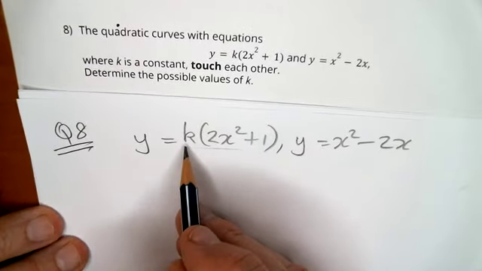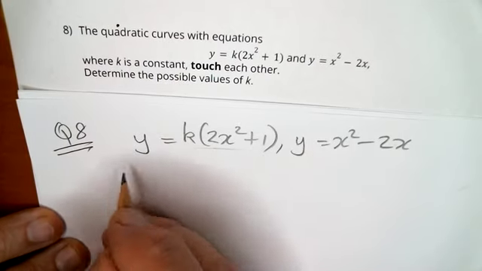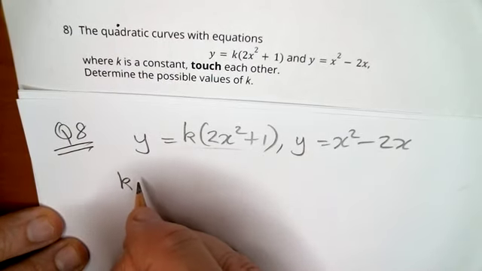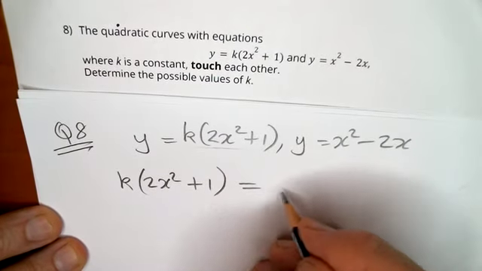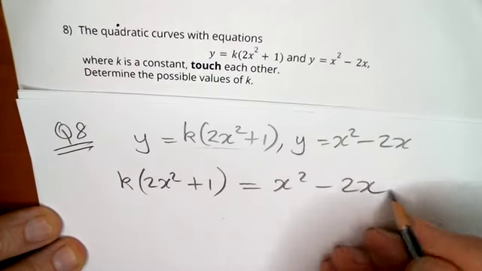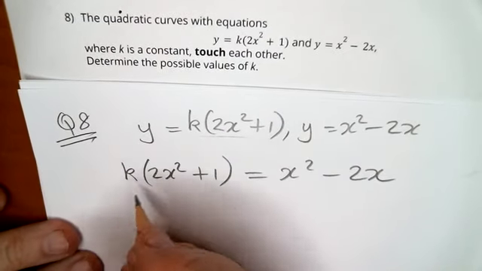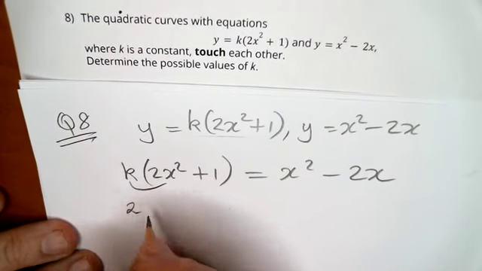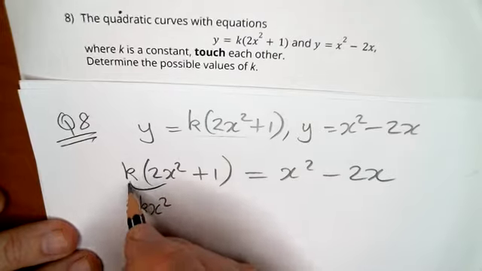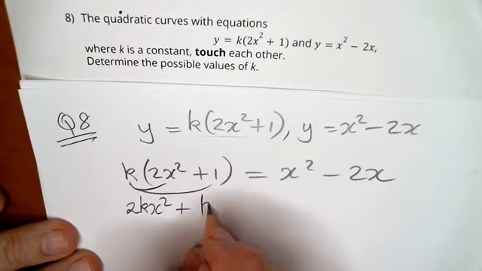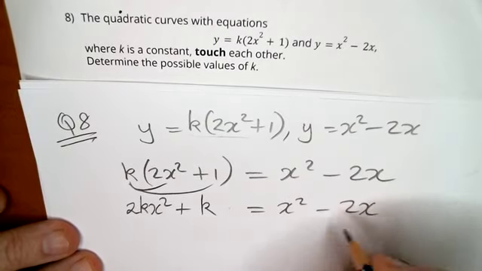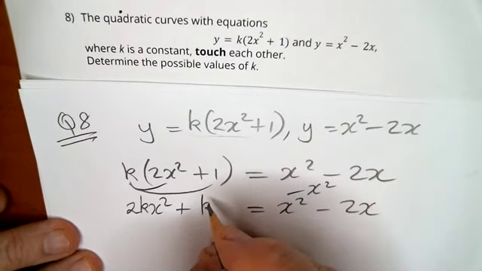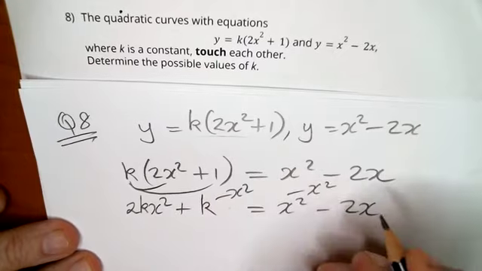So first of all, I'm going to make this equal to that. Here it goes. I've got k(2x squared plus 1) is equal to x squared minus 2x. So I'm going to expand this out, by the way. Let's call this 2kx squared, and this is going to be plus k is equal to x squared minus 2x. I'm going to subtract x squared from both sides. Here we go, minus x squared.